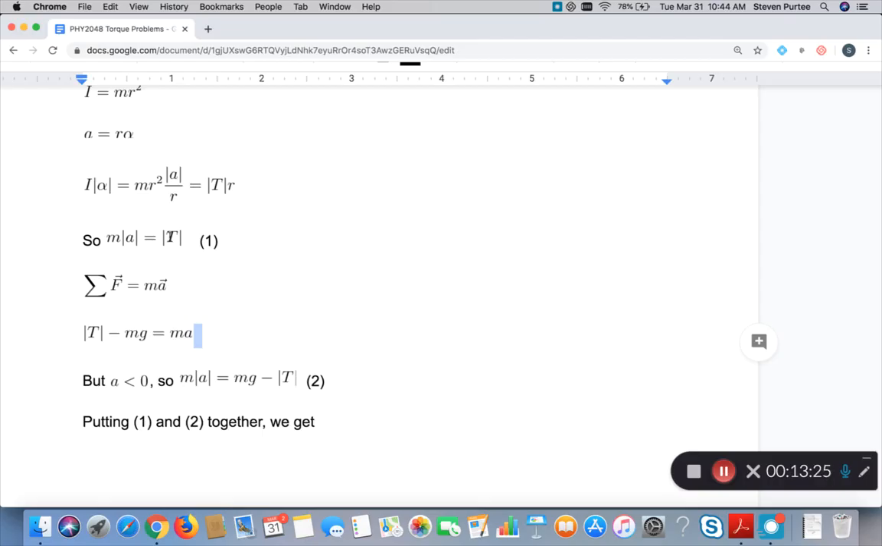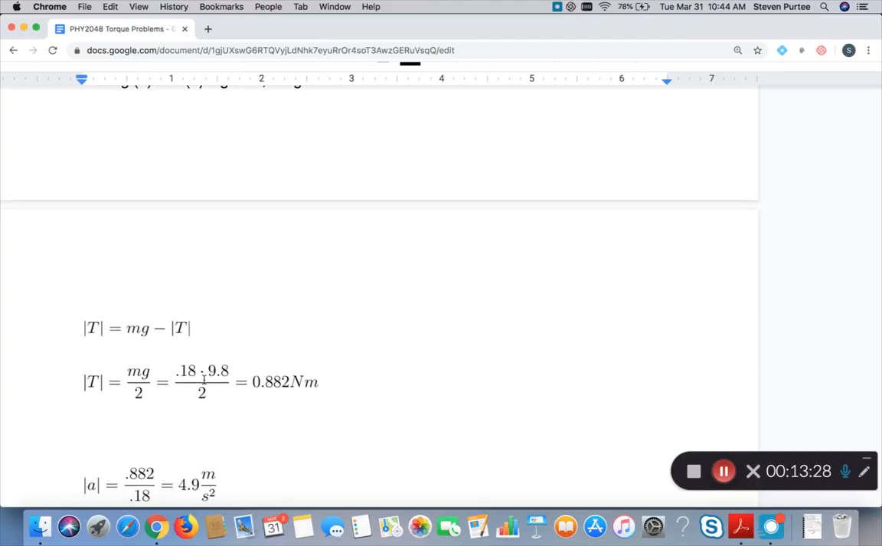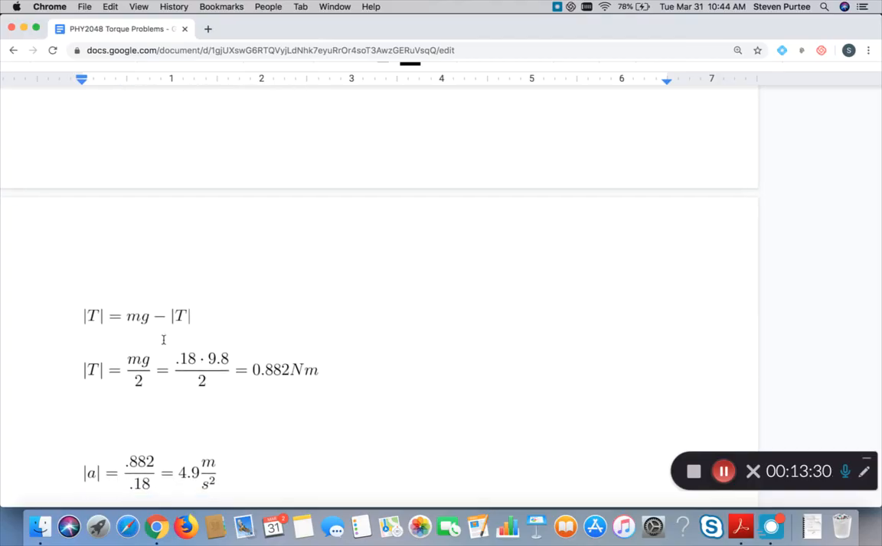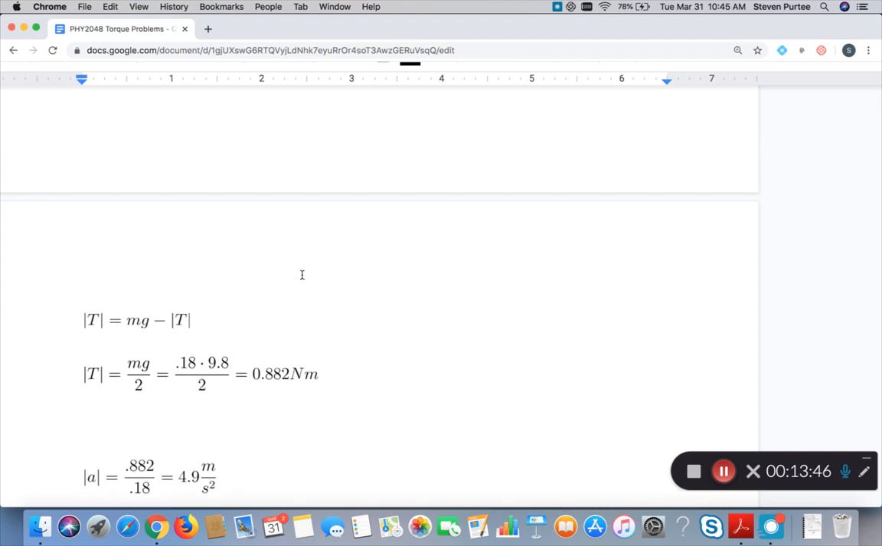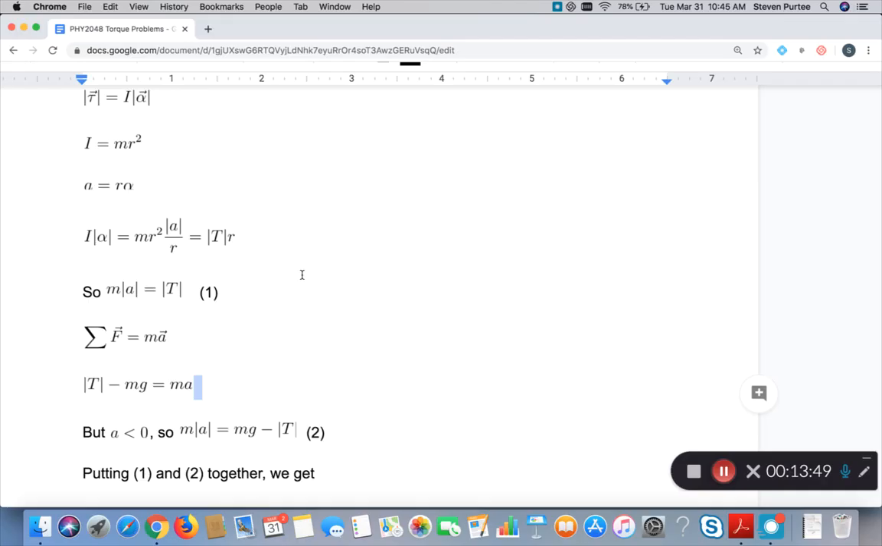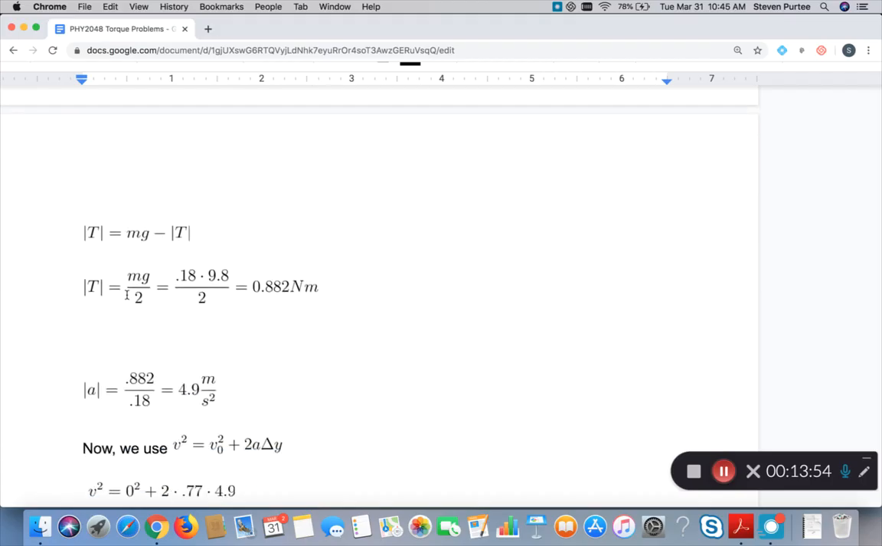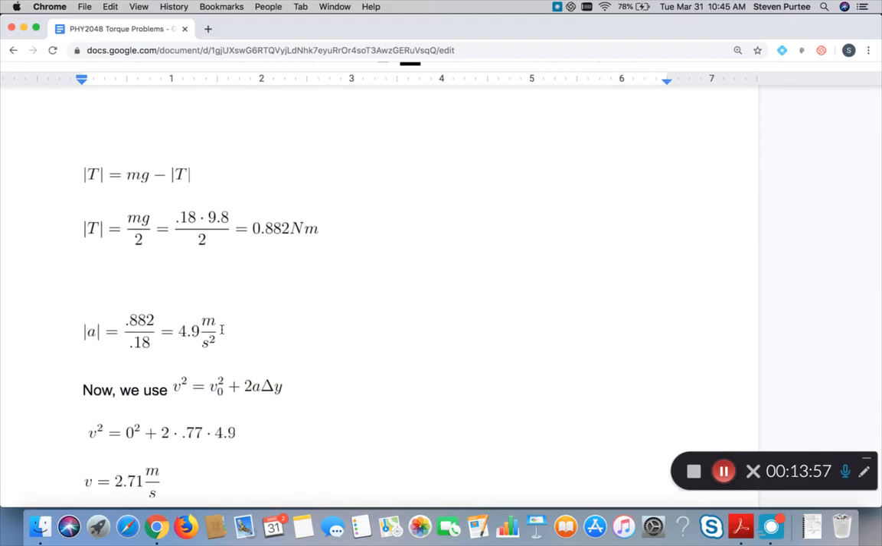Put those together, just literally plug that T right here, and we get T equals mg minus T. That means 2T equals mg, or T equals mg over 2. The tension is half of the weight, and we get this value for the tension. But remember, tension is mass times acceleration, so acceleration would be tension divided by mass. So our acceleration is half of g. We accelerate at half of free fall speeds.